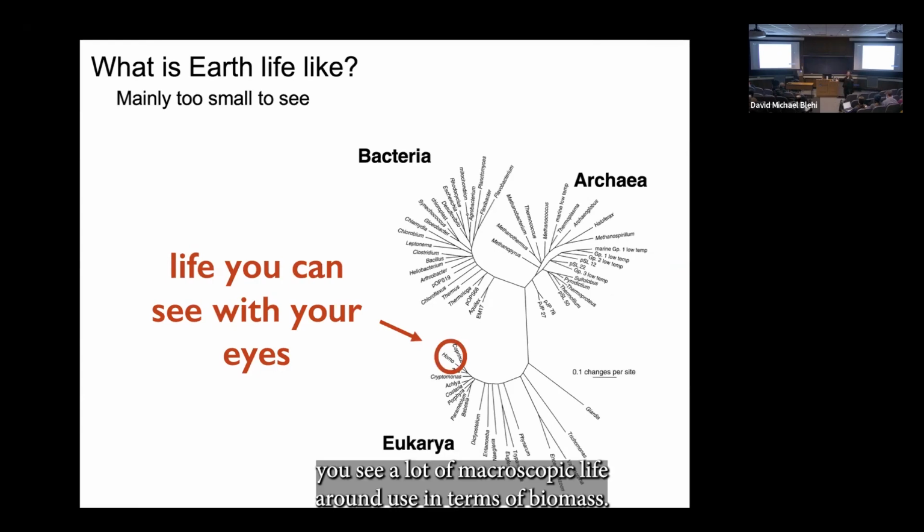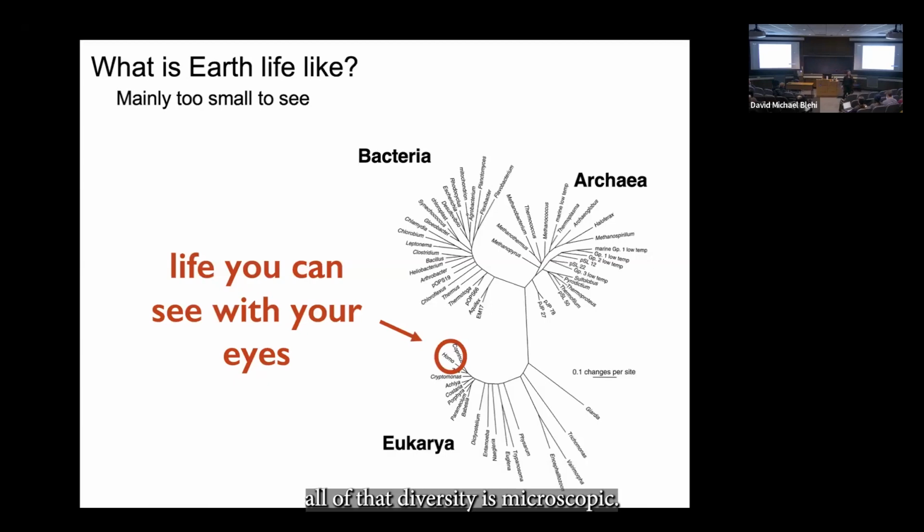So yes, you see a lot of macroscopic life around you. In terms of biomass, macroscopic life is very significant, especially at the Earth's surface. But in terms of the diversity, the number of tricks, the number of reactions that can be harvested for energy, all of that diversity is microscopic.